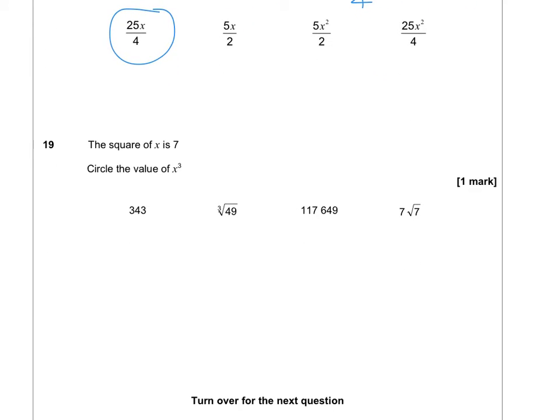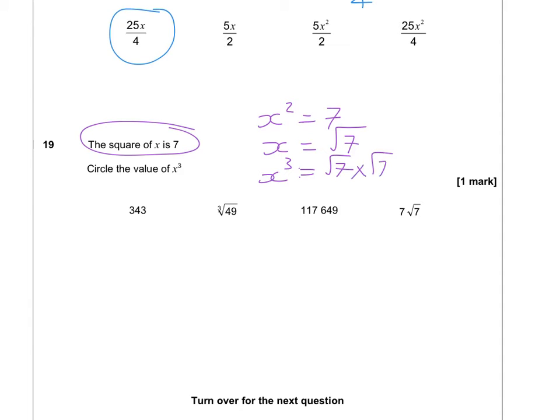Question 19. The square of x is 7, so x squared equals 7. Circle the value of x cubed. Well, x will equal the root of 7, and x cubed will equal root 7 multiplied by root 7 multiplied by root 7. If we take the first pair and multiply them together, root 7 multiplied by root 7 is 7, so we then have 7 root 7, which can also be evaluated on a calculator.